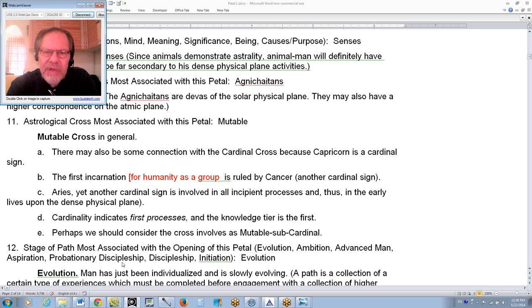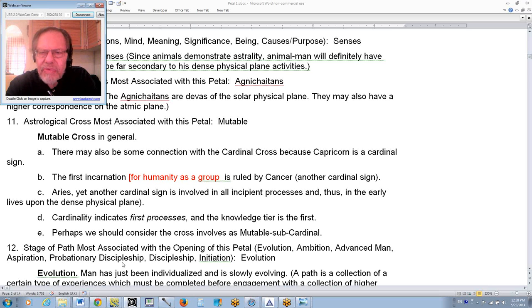In terms of the cross of consciousness, it's mutable. In terms of a lot of the signs, it's cardinal. And there is also the inert resistance of the fixed sign Taurus. So perhaps we should consider the cross involved as mutable subcardinal. The fixed seems less.